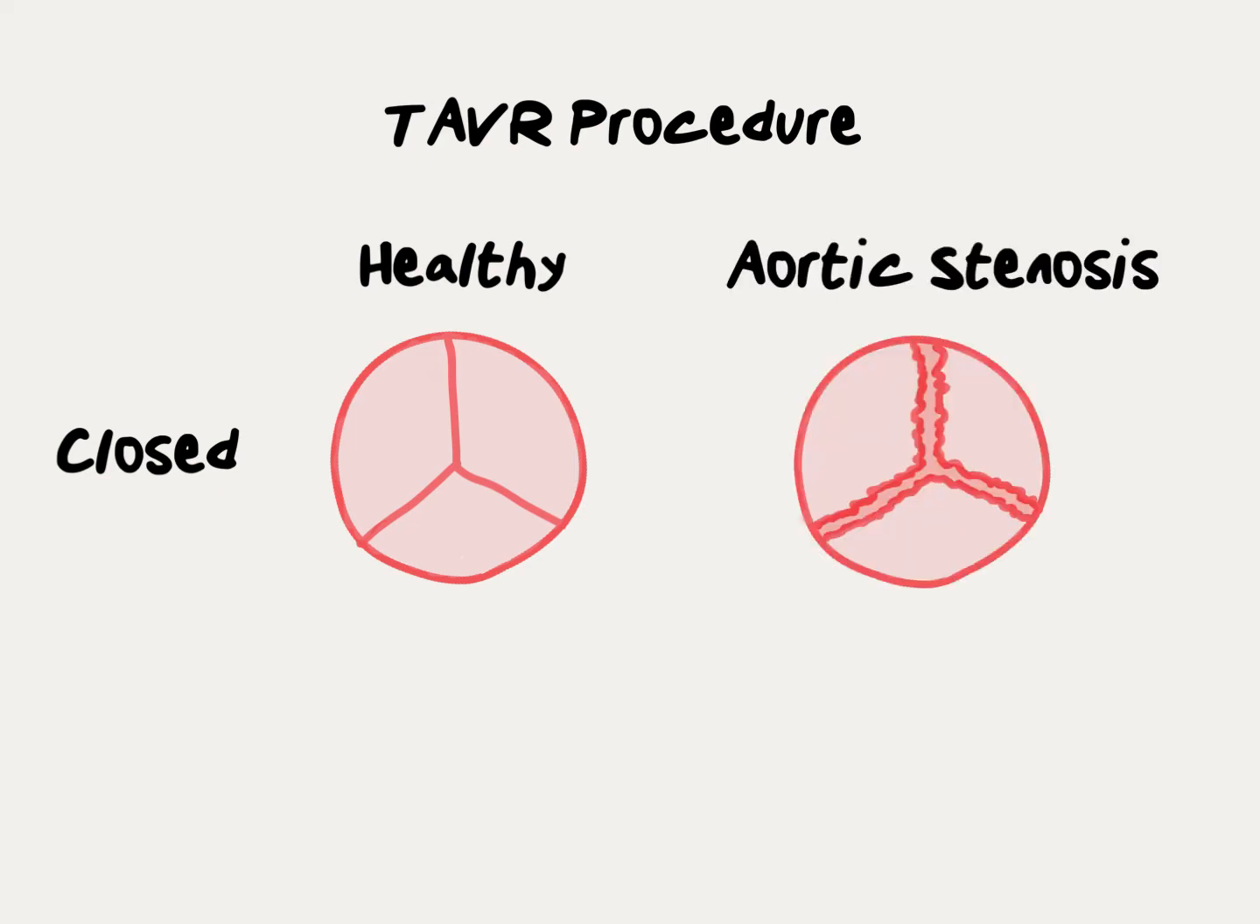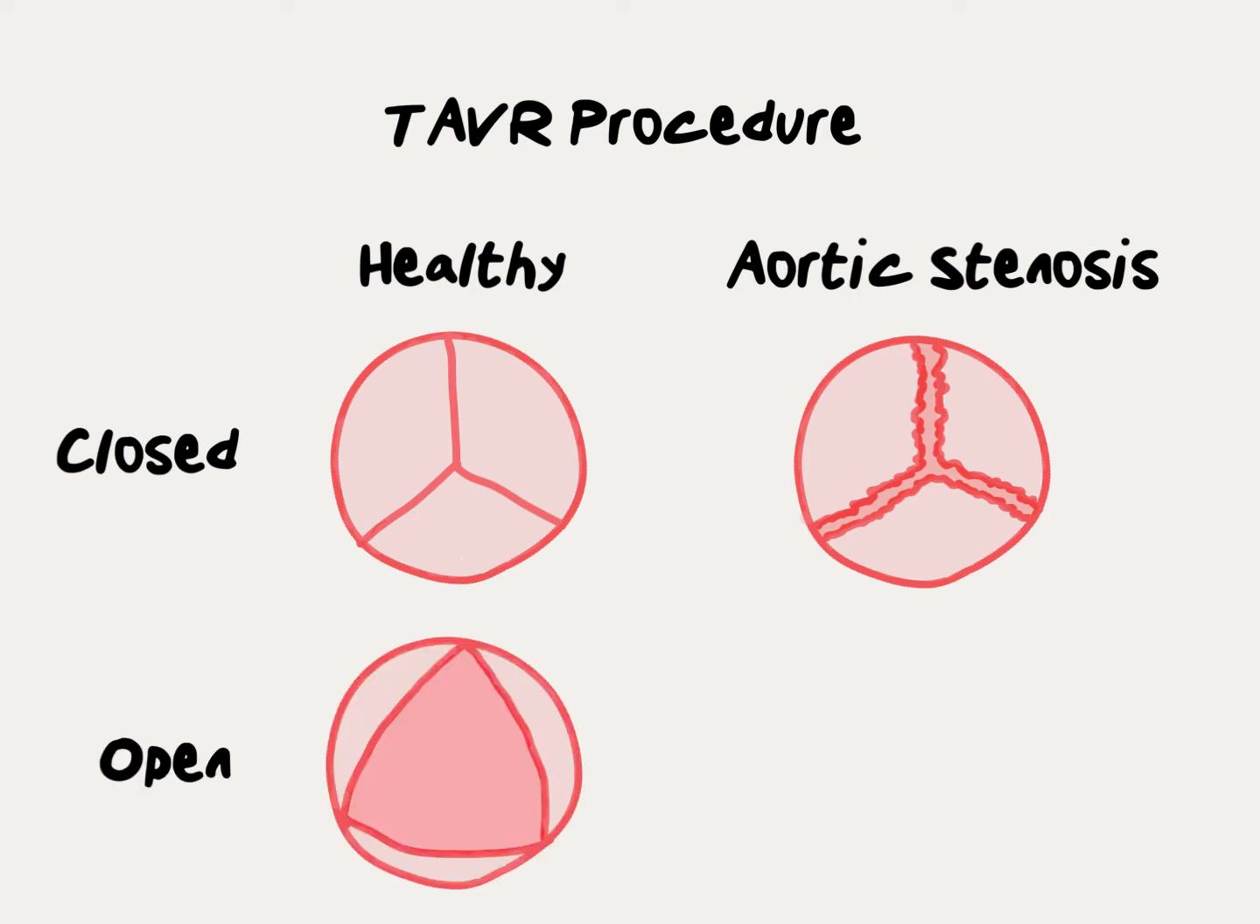But if we looked from the same view in a patient with aortic stenosis, the valve would appear somewhat rigid, not able to close completely. From this view, you can see a normal valve opens wide, with plenty of room for blood to flow through out of the heart into the rest of the body. But in patients with aortic stenosis, the valve is not able to open fully, and blood flow from the heart out to the rest of the body slows down.